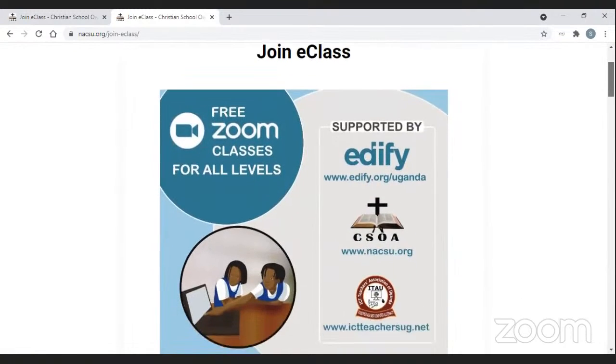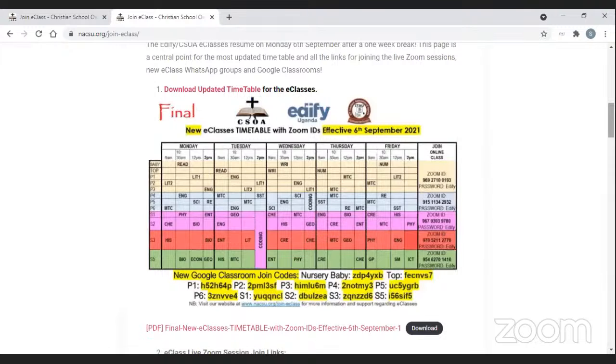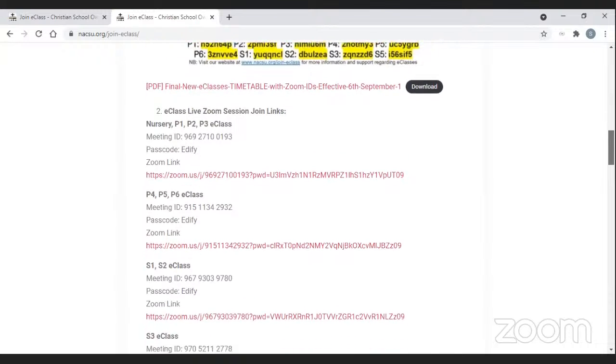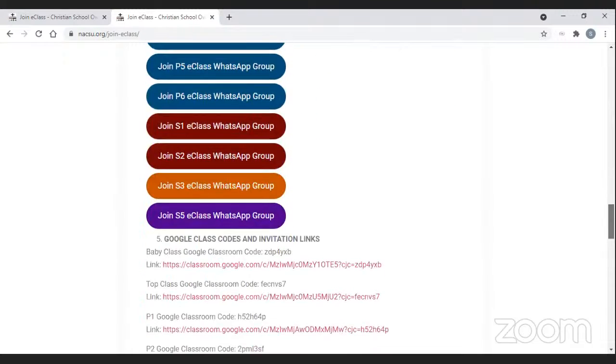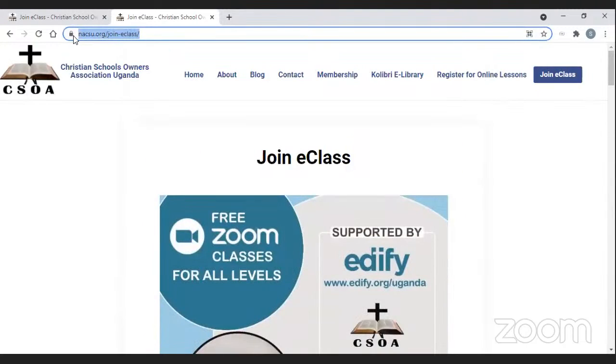On this page, you find the timetable. Can someone tell me whether you can see the timetable? After the timetable, let's go down. You have links to the Zoom classes, the classes you've just been attending. Then you have the links to the WhatsApp groups, and also the links to the Google Classroom codes. Here in the address bar is the website you're supposed to open, naksu.org/join-eclass, and you'll get links to WhatsApp, links to Google Classroom, and also our timetable.